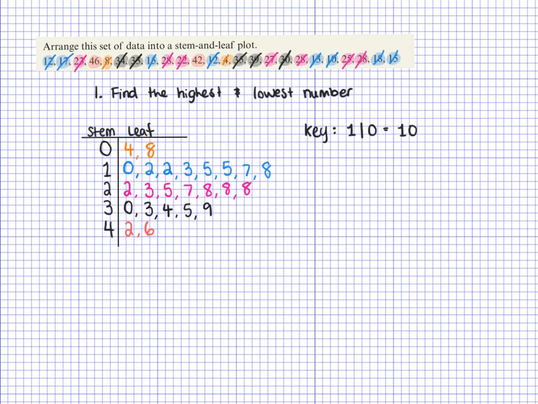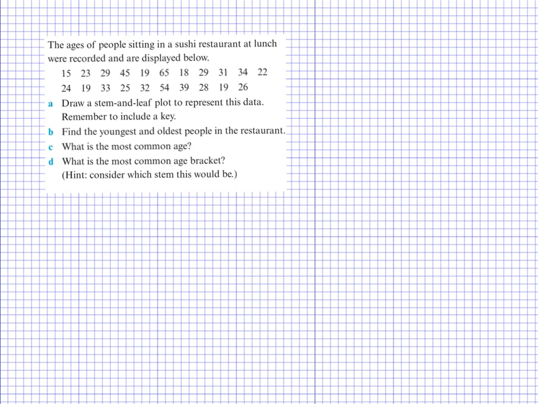Okay, we have one more example question. All right, so this is a worded question. The ages of people sitting in a sushi restaurant at lunch were recorded and displayed below. So first of all, we're going to draw a stem and leaf plot to represent the data. Remember to include a key. To make this a bit quicker, I'm going to zoom through this, but color code still.